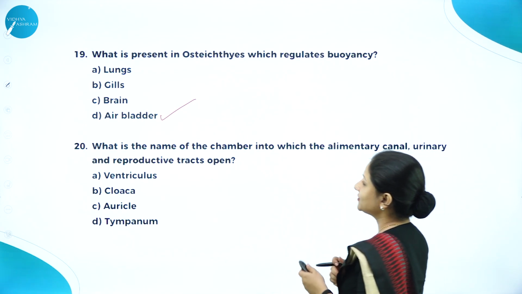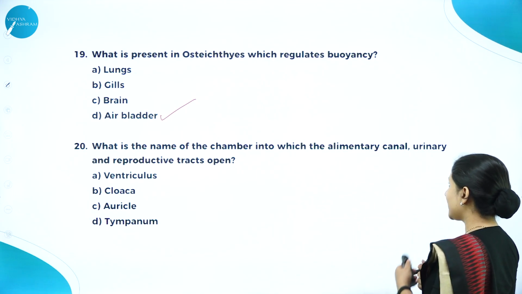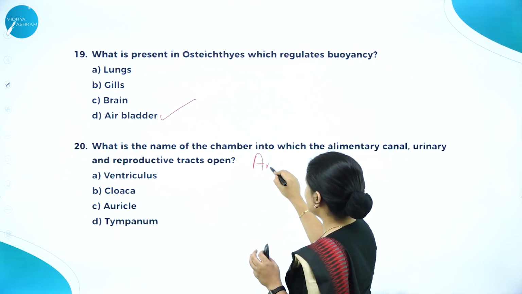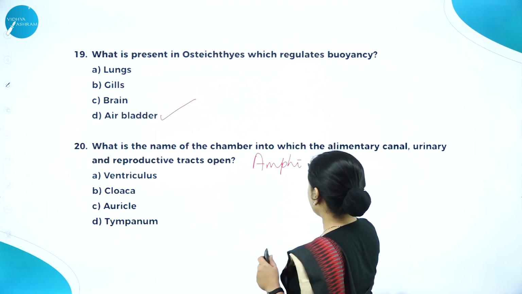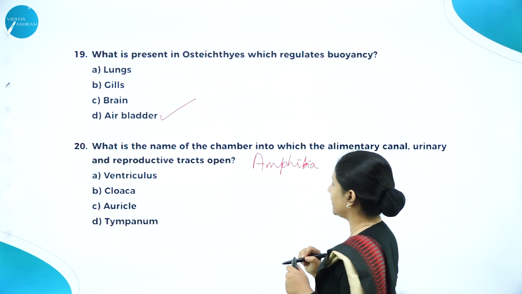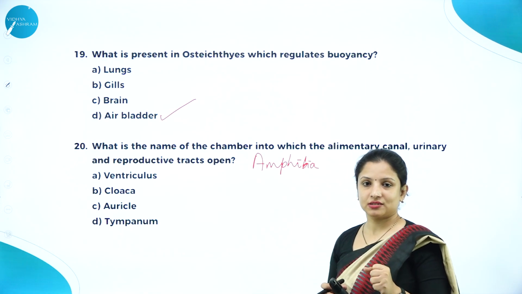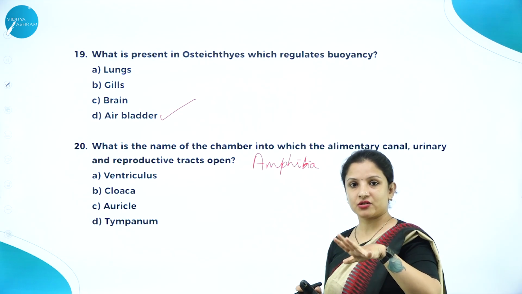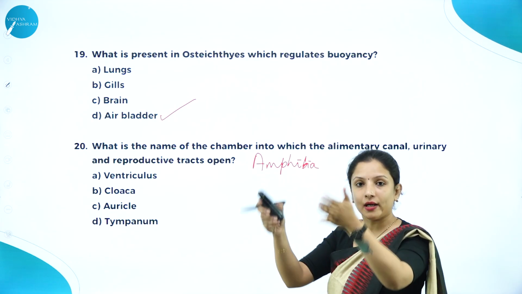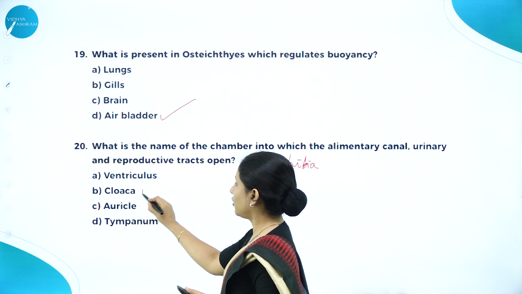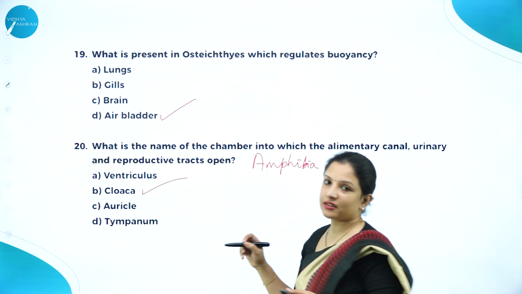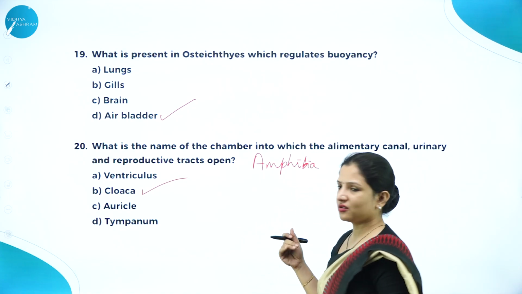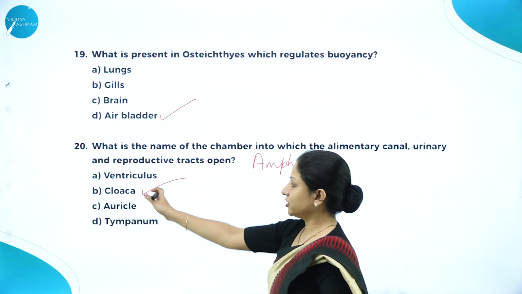So next, moving further, what is the name of the chamber into which the alimentary canal, urinary and reproductive tract opens? This is related to the class Amphibia under phylum Vertebrata. Amphibians have a peculiar characteristic wherein the respiratory, the digestive, the excretory, the reproductive, all of that ends in one particular chamber, and that chamber is called cloaca. Tympanum is an external ear which helps them in hearing. Auricle and ventricle are the chambers of the heart. So the right option here is cloaca.